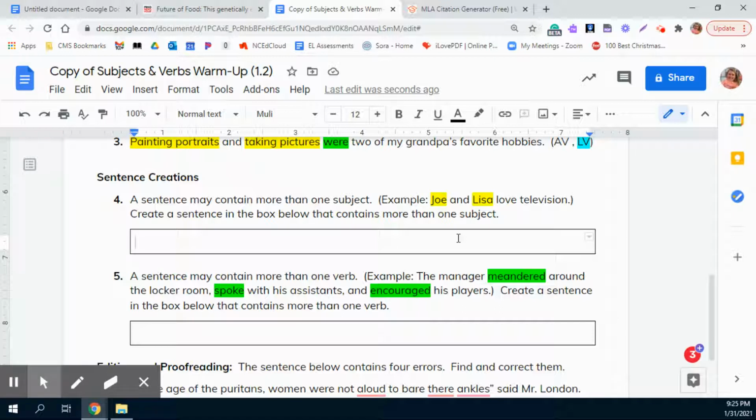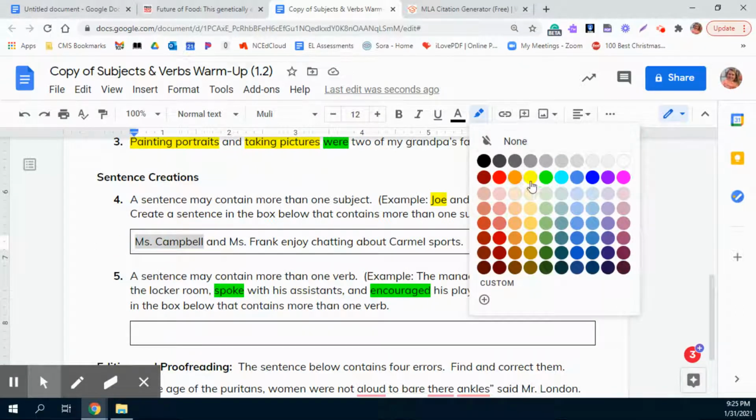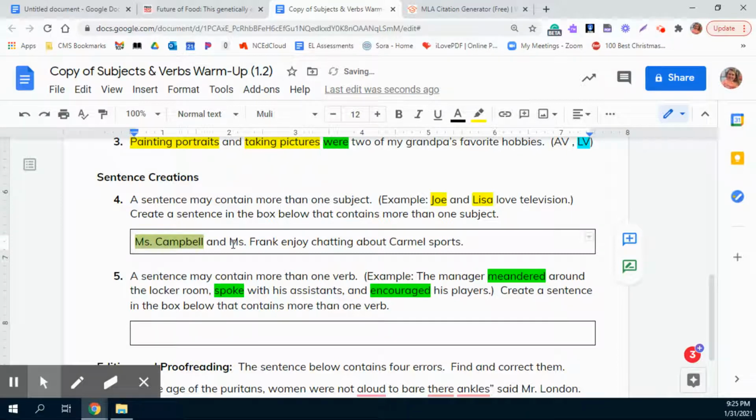I'm gonna write a sentence about myself and Miss Frank. So Miss Campbell and Miss Frank enjoy chatting about sports. So we have Miss Campbell as our, highlight it. Miss Campbell is our first subject, and Miss Frank is our second subject.